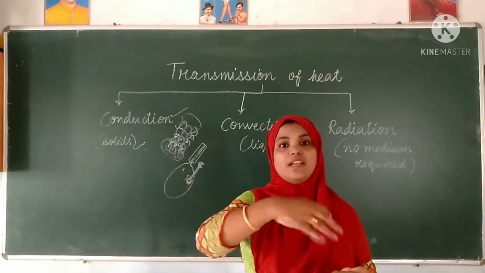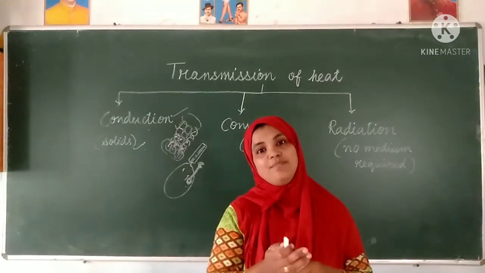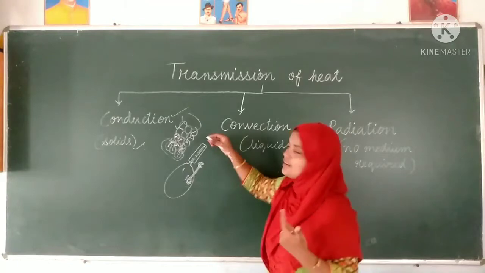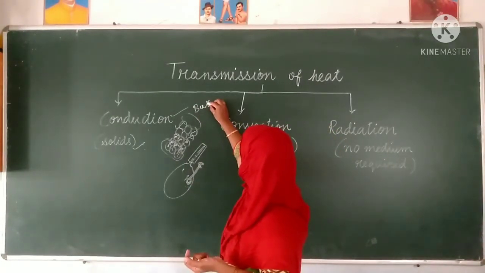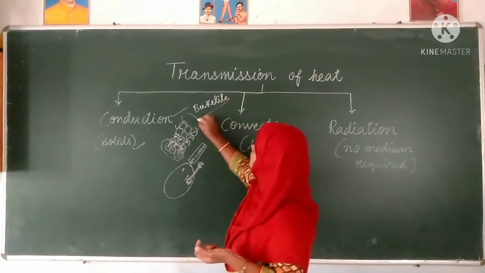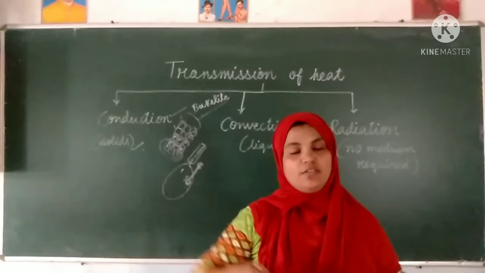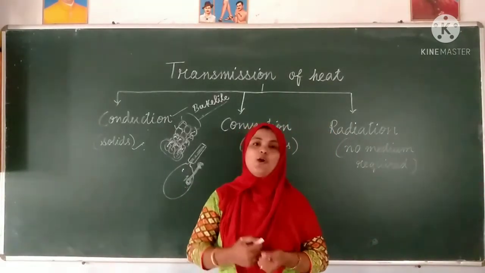So the main body is made with metal, and the handles are usually made with non-conductors or poor conductors of heat such as wood or bakelite. That's the reason why we use bakelite, wood, or hard plastic for handles, children. Did you understand? Hope it's clear.